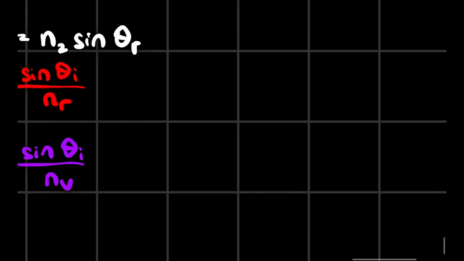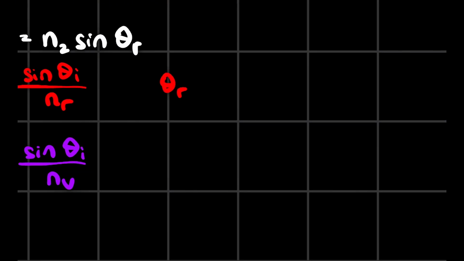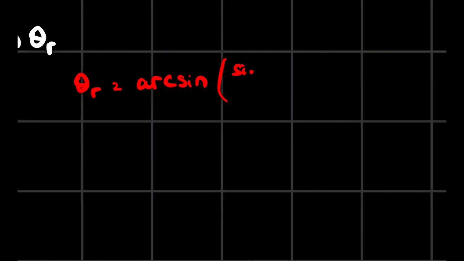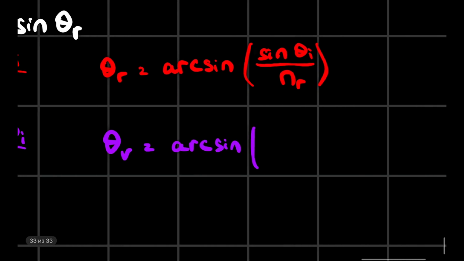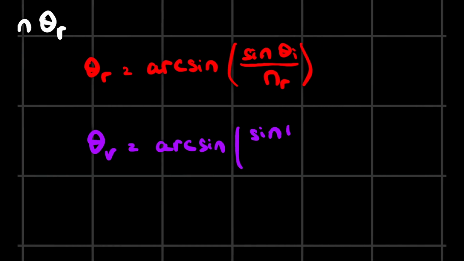We can go further and write something like this. Theta red itself would be arc sine of this value, sine theta i divided by n red. And we get the same thing for violet: theta violet equals arc sine of sine theta i divided by n violet.